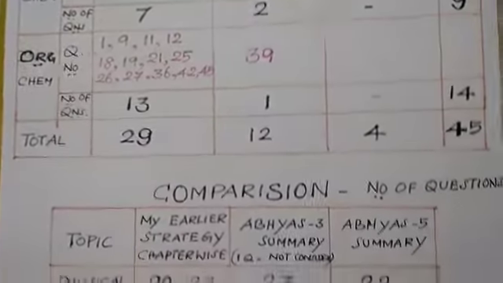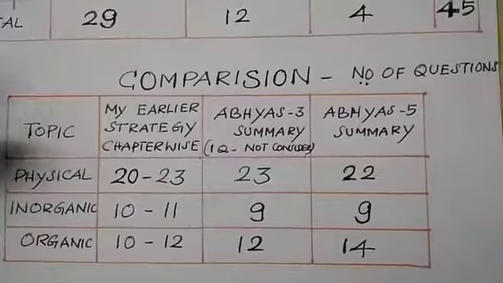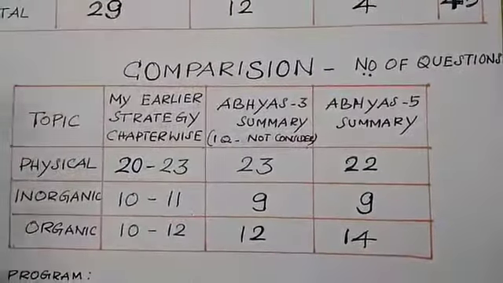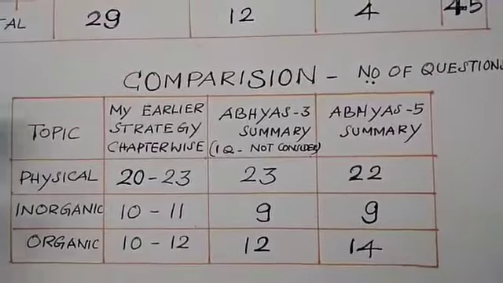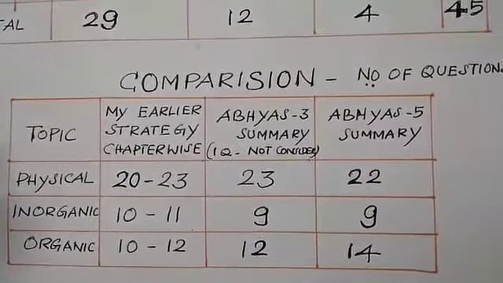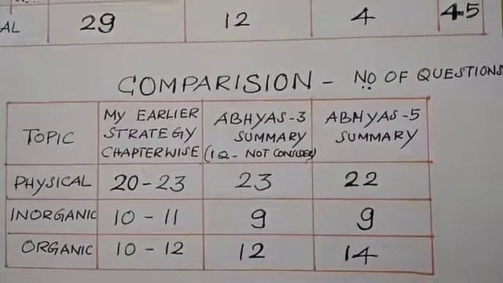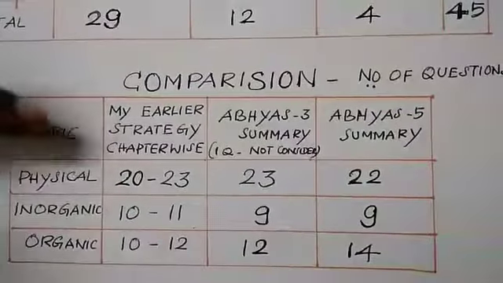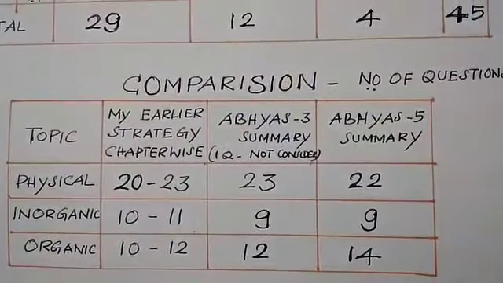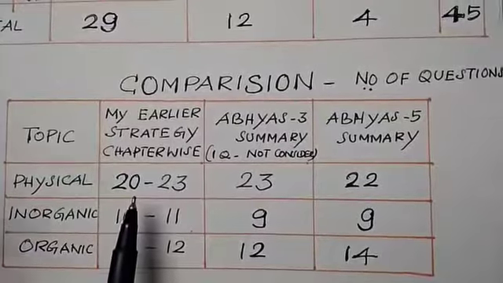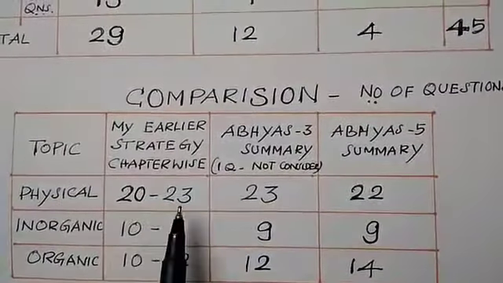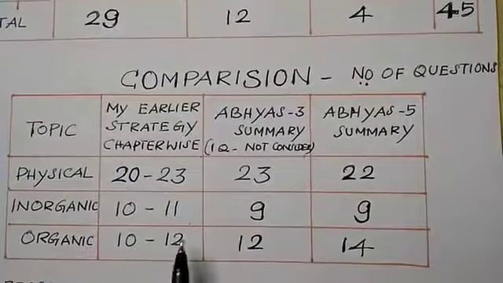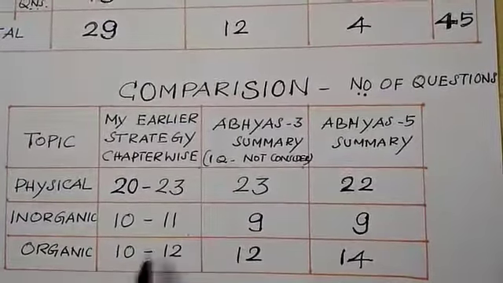Now coming to the comparison with my previous strategy. Here my yearly strategy, chapter wise, was given based on the 2019 NEET question paper framed by myself. Before the release of the NTA question paper, I framed it and gave it in YouTube videos. You can go and verify. Physical chemistry questions we are expecting, chapter wise, are given there: 20 to 23, and then inorganic is 10 to 11, organic is 10 to 12. These are according to my strategy.